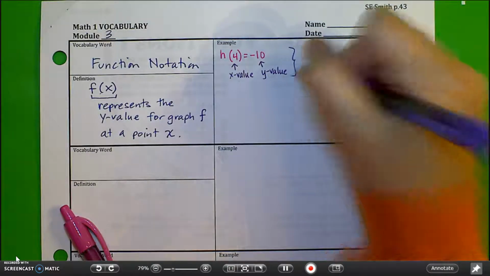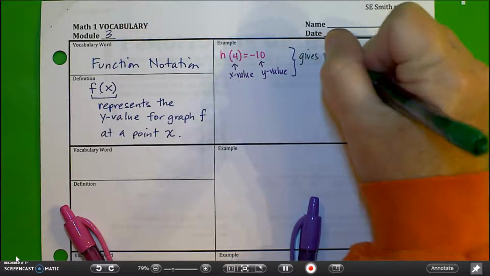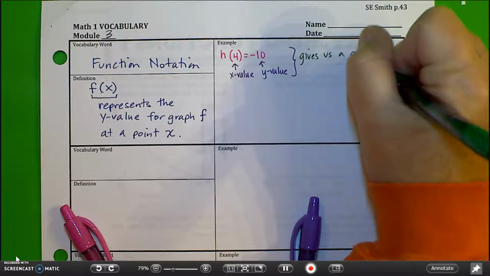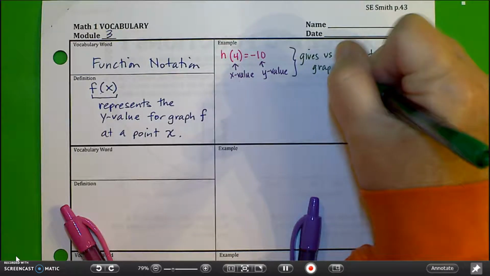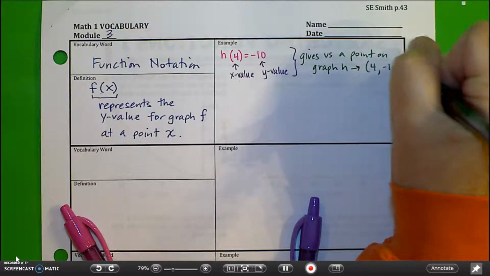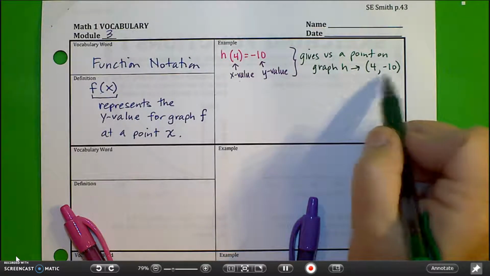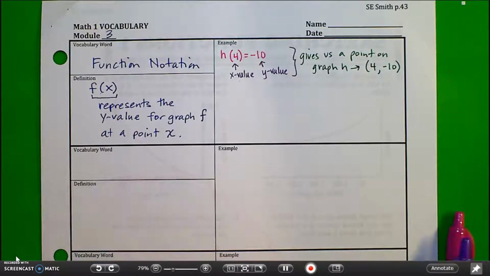Together, that gives us a point on the graph. So this gives us a point on graph h, and the point is 4, negative 10. This is a regular ordered pair. Okay, so that's the basic thing you need to know about function notation.